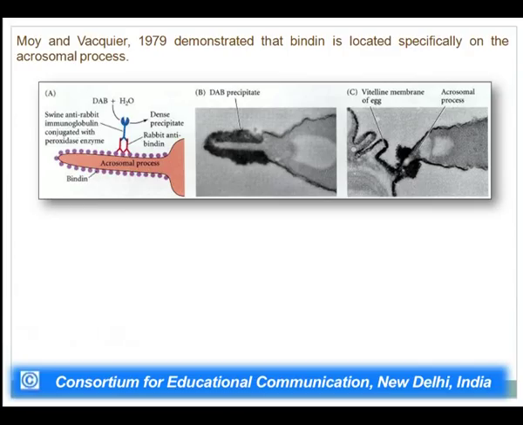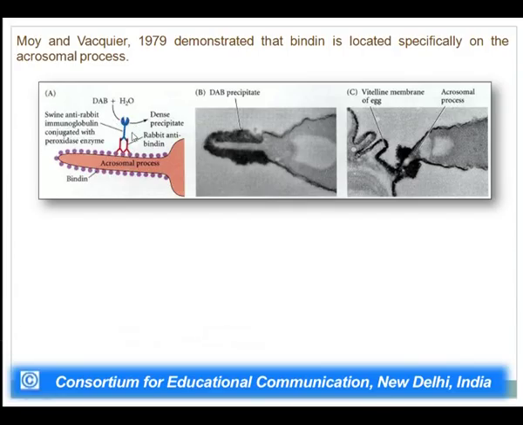Moy and Vacquier in 1979 also demonstrated that bindin is located specifically on the acrosomal process. What they did was they took the acrosomal process and incubated it. It was an immunological technique. They incubated it with rabbit antibodies against bindin. So, rabbit antibodies bind to the bindin molecules, and then they washed so that unbound antibodies are washed away, and then they put on the secondary antibody, raised in swine, anti-rabbit antibody, which is conjugated with the peroxidase enzyme.